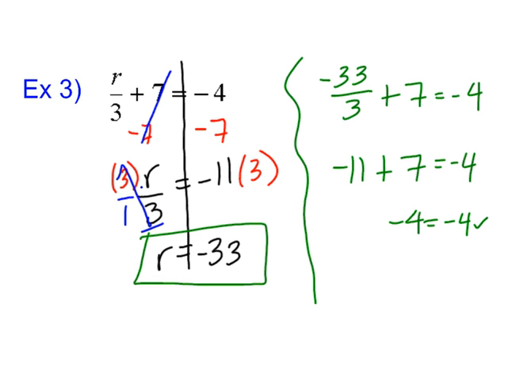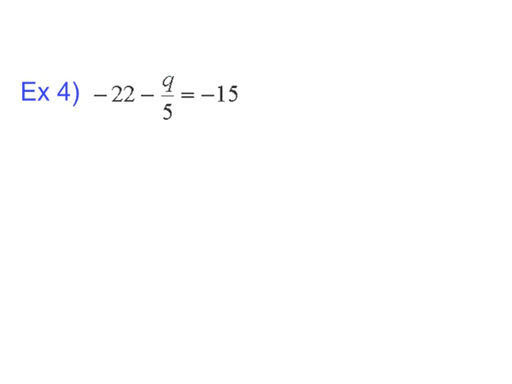I have a couple more for us to look at. Again, lots of negatives seem to throw people off with negatives, but it shouldn't. Again, we just follow the steps. We look at the left side because that's where the variable is, and here it's q. We deal with the constant, which is minus 22, so we're going to add 22, which is the inverse operation.